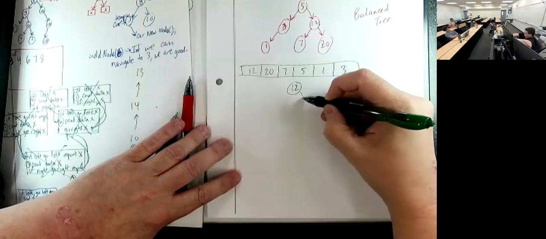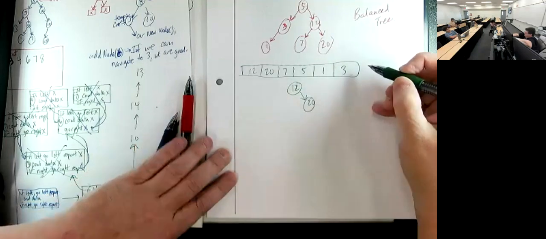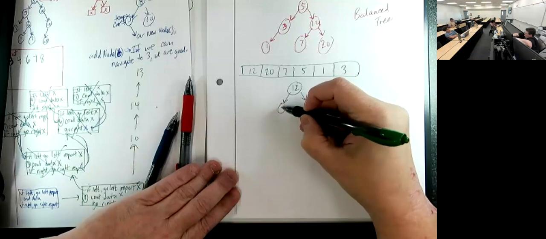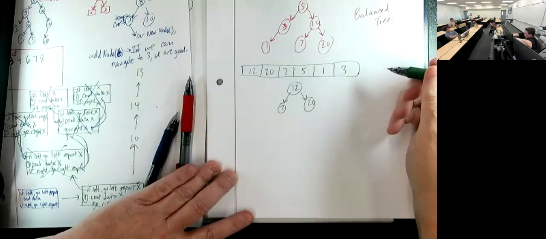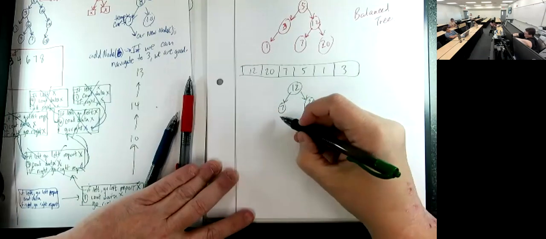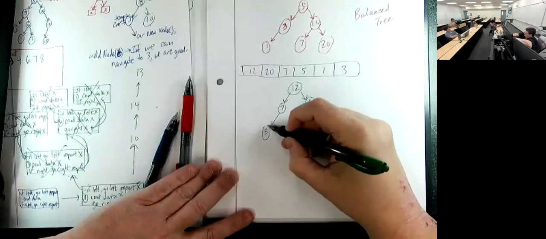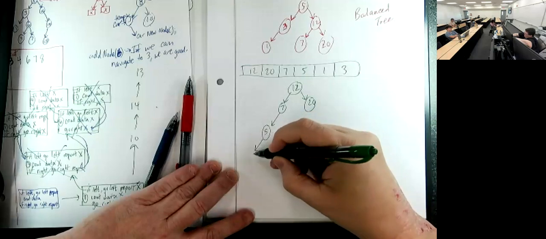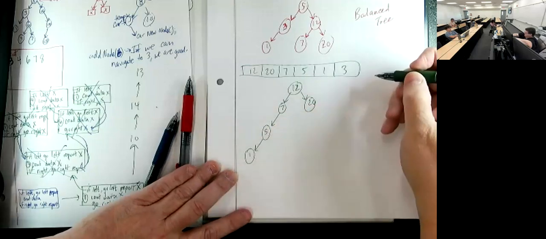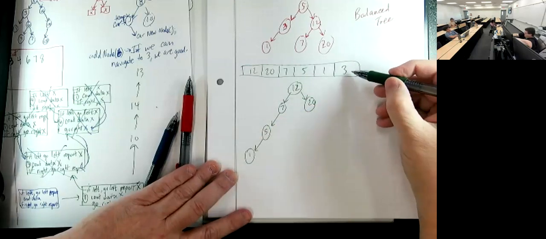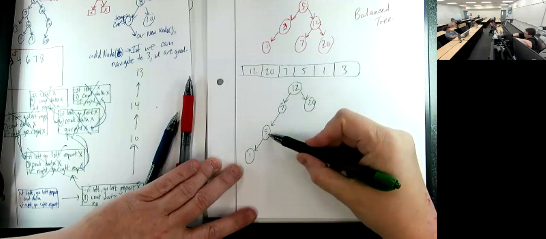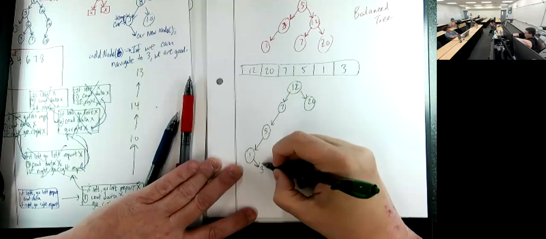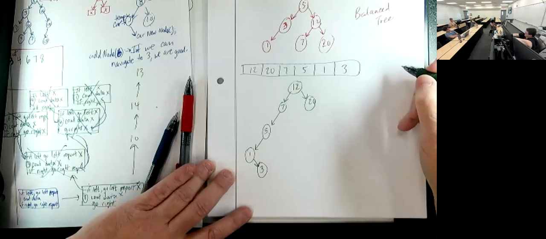Well, it starts off with the 12. It builds right, it makes the 20. It builds left and makes the 7. It builds left again and makes the 5. It builds left again and makes the 1. And 3 comes in, 3 is still less than 5. The 3 comes down and it has to be to the right of 1.